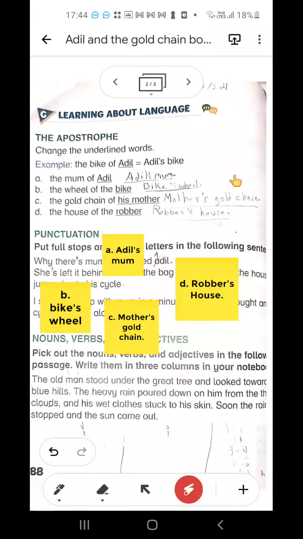Students, do write these answers right in front of the book, right here. Okay, as I've drawn the lines. Likewise, you will solve this exercise in the book.